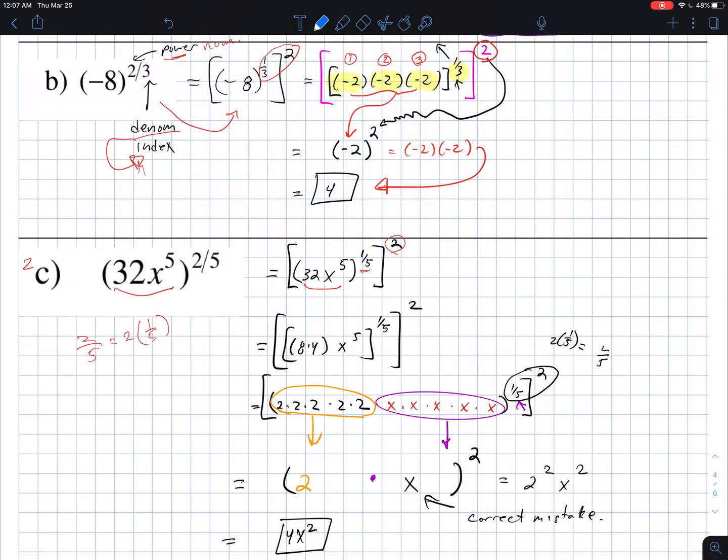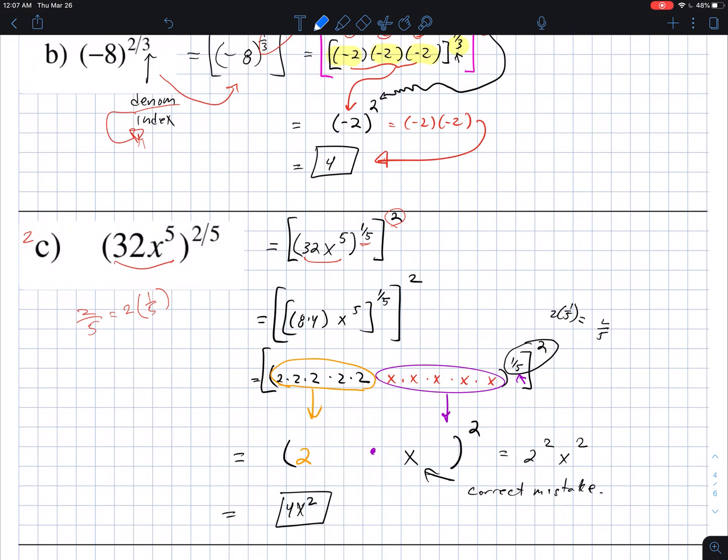Let's use blue. So then what did I do? I just basically factored out the 32, right? Nothing big. And then I factored out both the 8 and the 4.